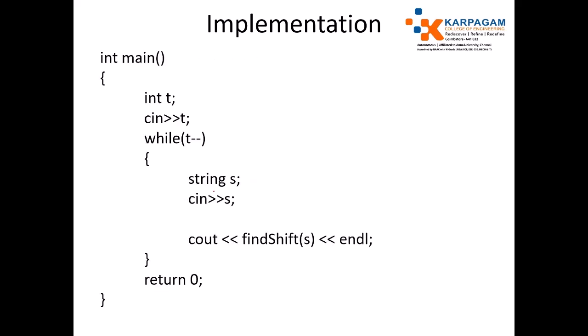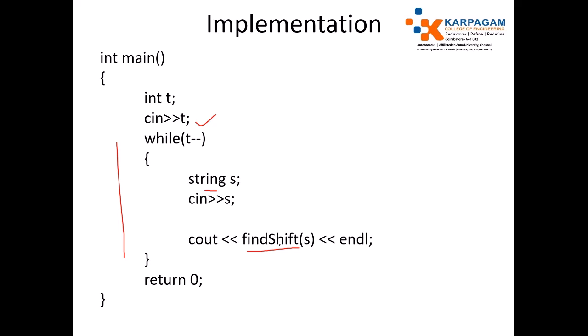Here I start with the main function. I declare the variable t, which is used to get the number of test cases. For every test case, we need to get a string, which is implemented using a while loop. Here string is an object type available in C++. Just declare a variable using the string type, get the input from the user, and call the find shift function, which returns the minimum number of shifts required to make a string palindrome.